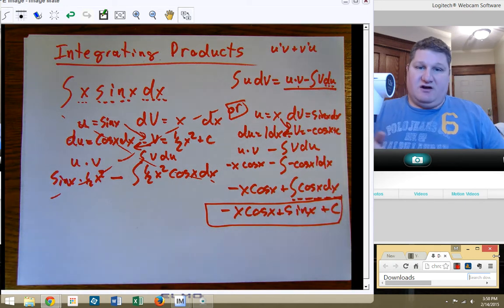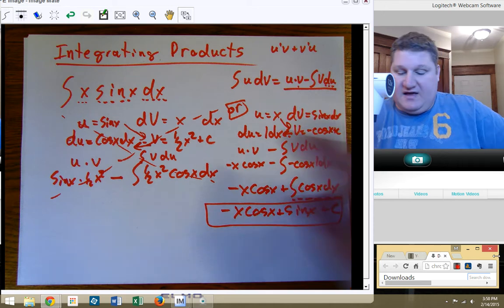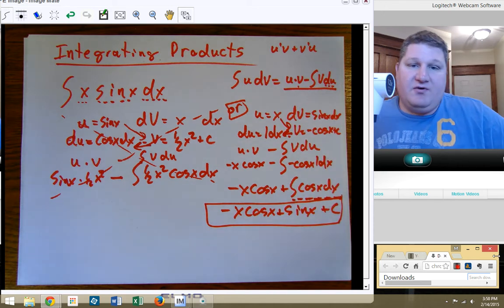So that is the first integration by parts. That's the first integral of a product. We're going to do a couple others, so stay tuned.